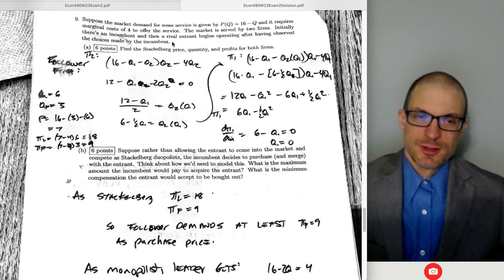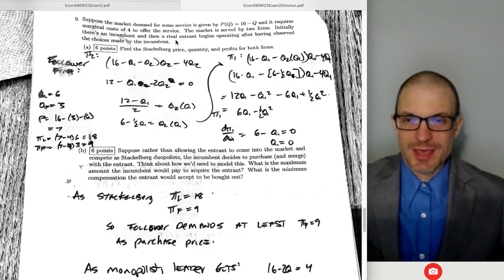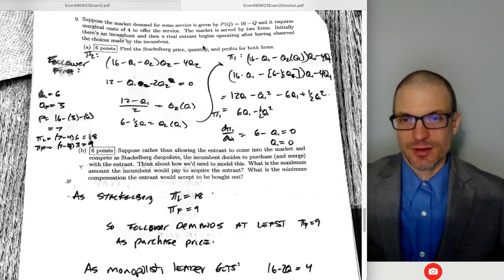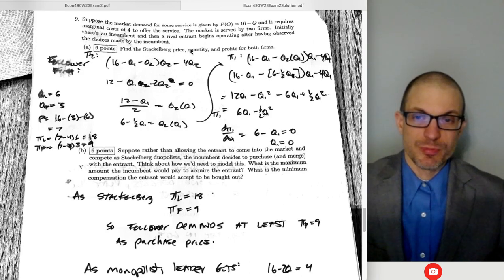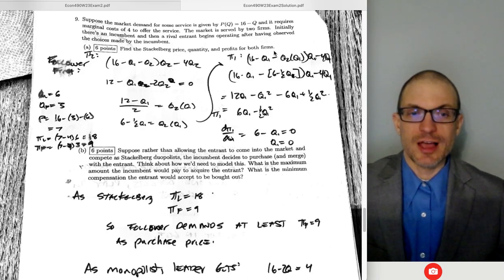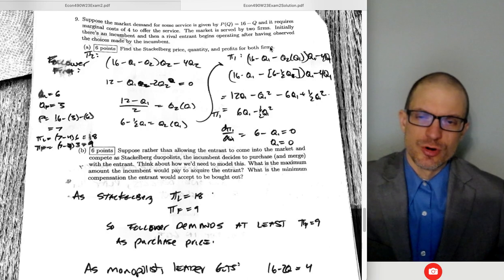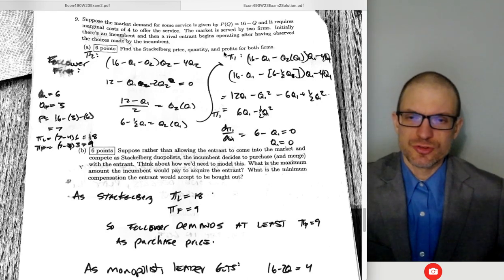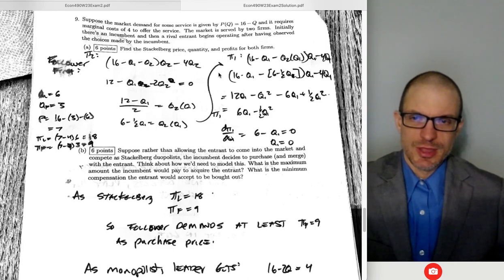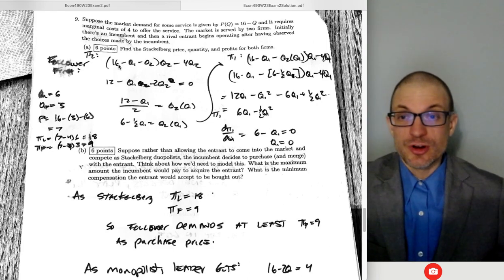So that suggests sequential timing, but if that wasn't enough of a hint, and I judged it might not be, I said find the Stackelberg price, quantity, and profits. So Stackelberg is sequential. It's like Cournot, but it's Stackelberg. Cournot is officially simultaneous timing, so they're not observing each other's choices, at least not in the period that they're selecting in. Anyway, it starts off kind of the same.